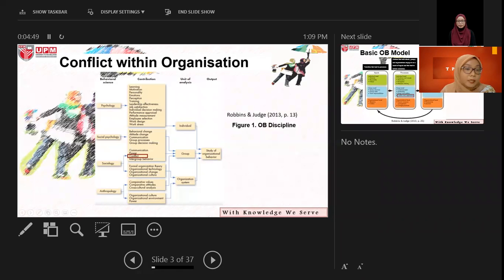For anthropology, just remember it is organizational culture. Sociology is anything related to interaction between individuals. When there is interaction between two or more individuals. Because if you exist as an individual, there will be no interaction if we are alone. But an organization involves two or more individuals. By the way, what is an organization?